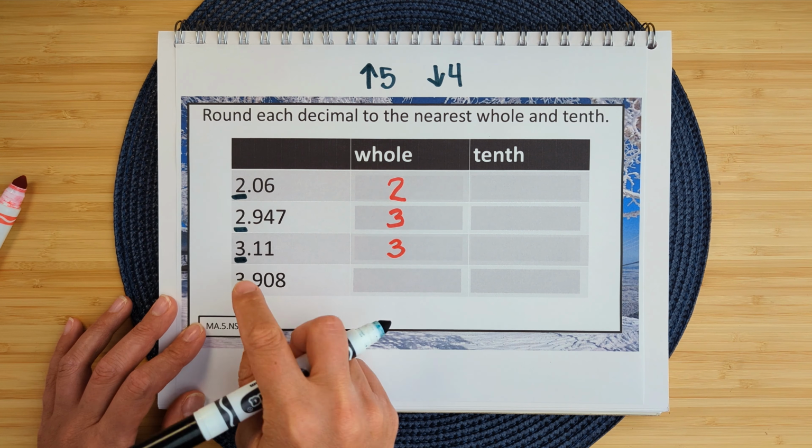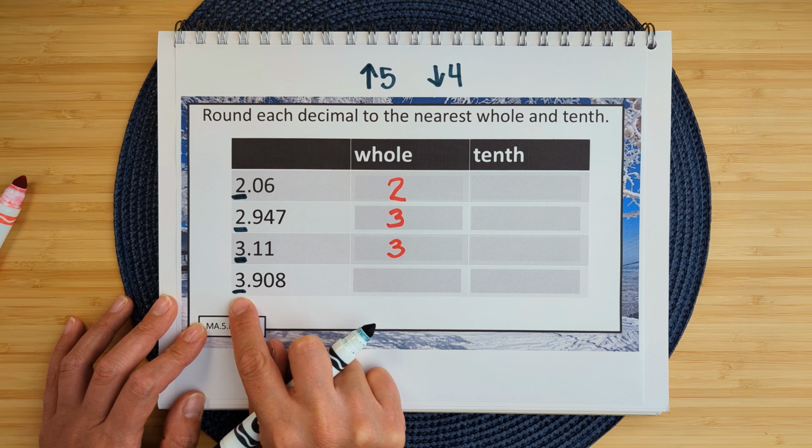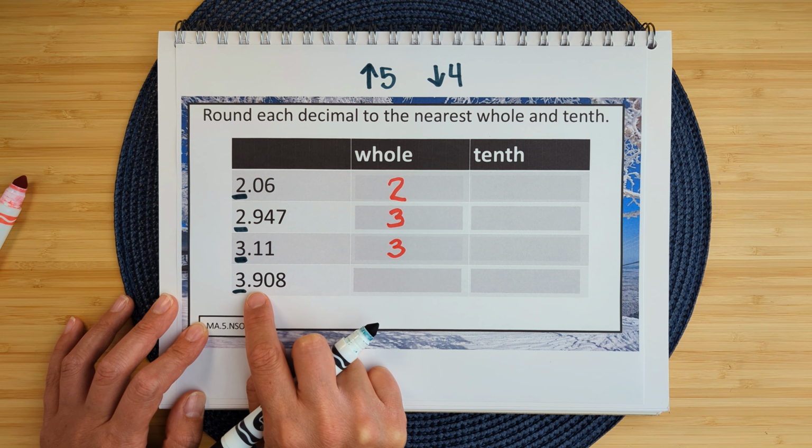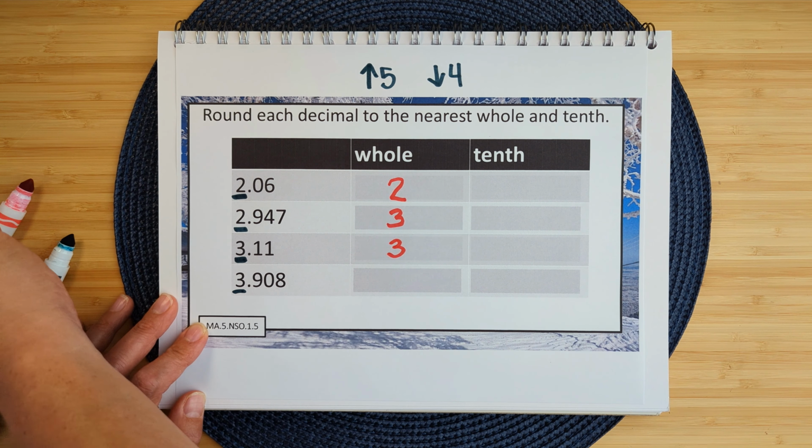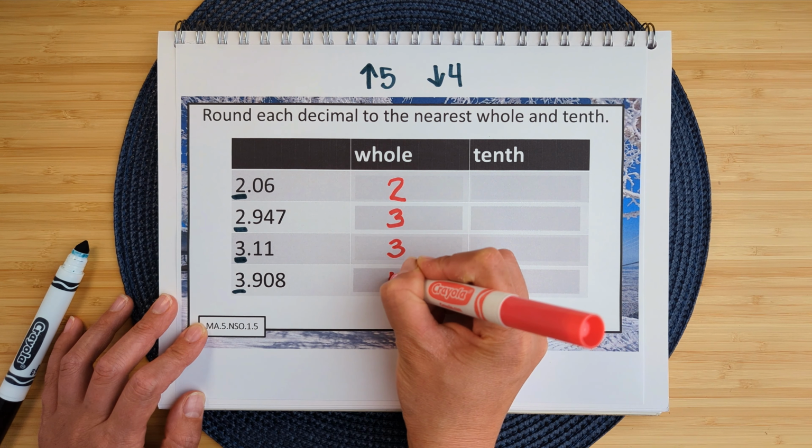And then 3 and 908 thousandths. Looking at 3, look to the right. It's much closer to 4 because a 9, right, is greater than 5. So 3 and 908 thousandths is going to round up to 4.